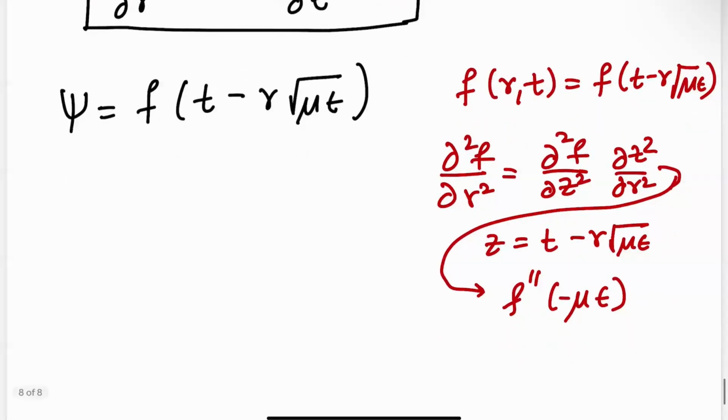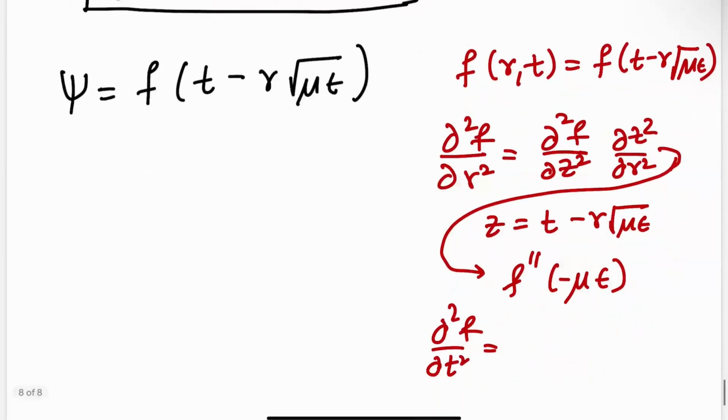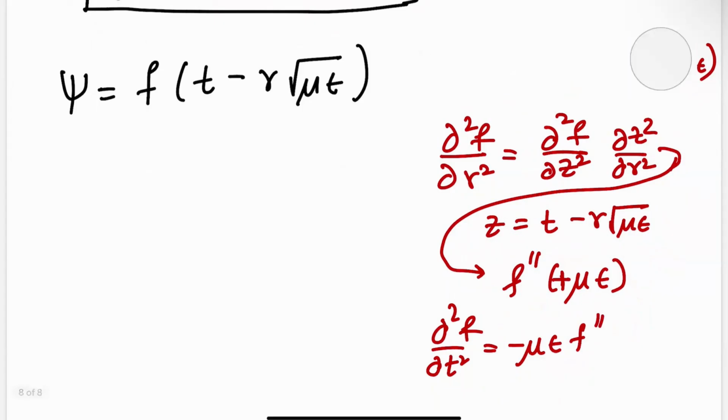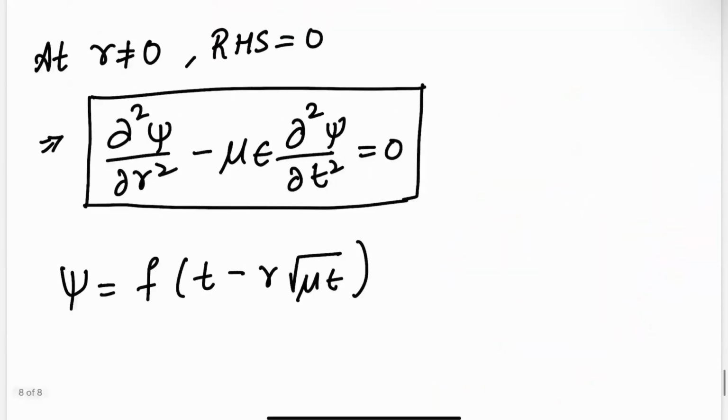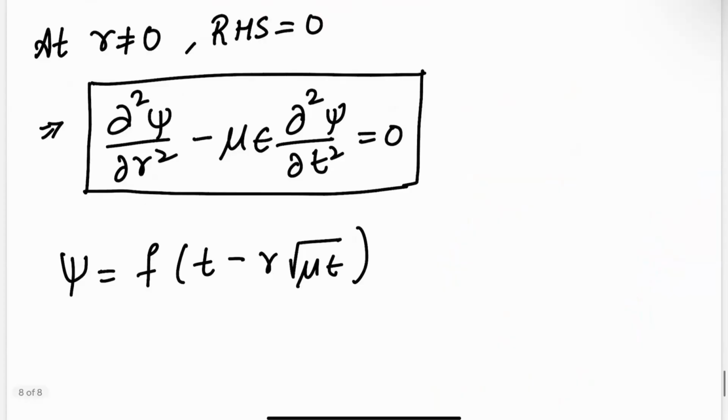Right? And then if we take d squared f over dt squared, that's nothing but, actually this should be plus. It's nothing but minus mu epsilon f double prime again, and then you add them and they get cancelled, right? So it's a fairly simple derivation. So any function of this form satisfies this equation.